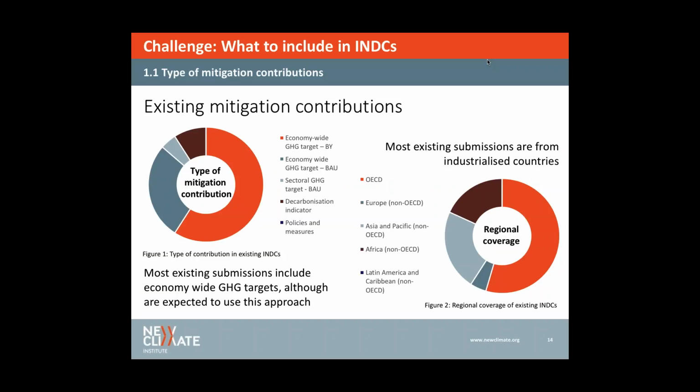And I think that is a reflection then on the left-hand side, what types of contributions are the major contribution of the INDC. And you see here in red on the left-hand side, economy-wide greenhouse gas reduction targets by base year is the largest share, but I think that is heavily driven by the fact that these are mainly OECD countries. We also have reduction targets economy-wide below BAU, that's the second largest. We have some sectoral targets, we have some decarbonization indicators, and we also have policies and measures as types of contributions, but not necessarily as the highest, the most prominent element of the INDC.